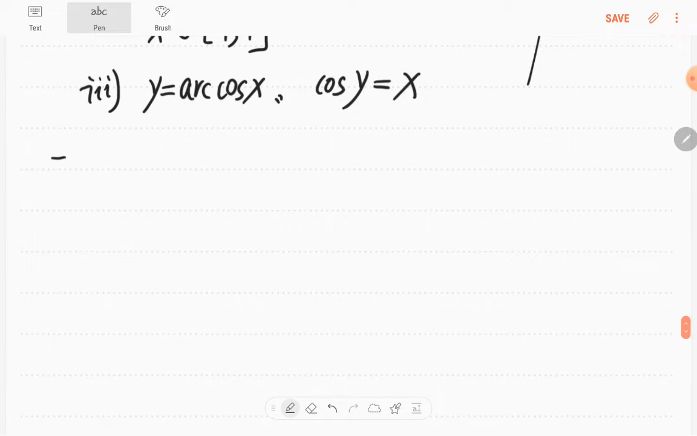Okay, so now let's look at this example. The arc cosine of 3/2. Again, 3/2 is greater than 1, so it's undefined.